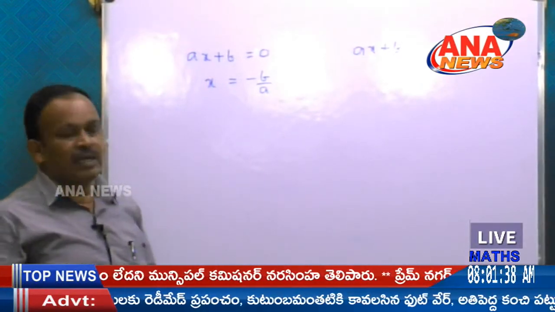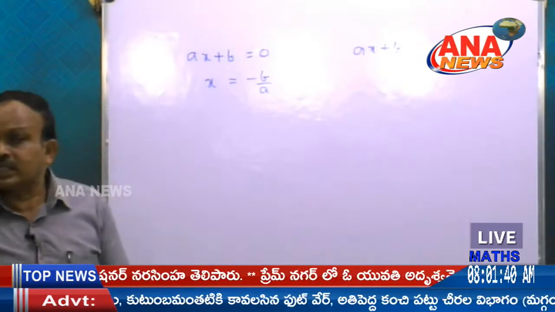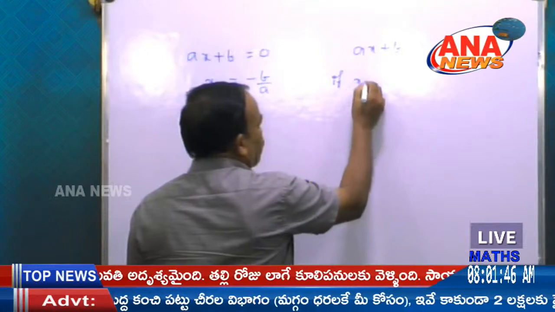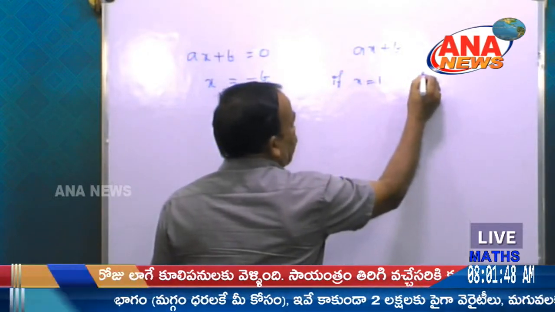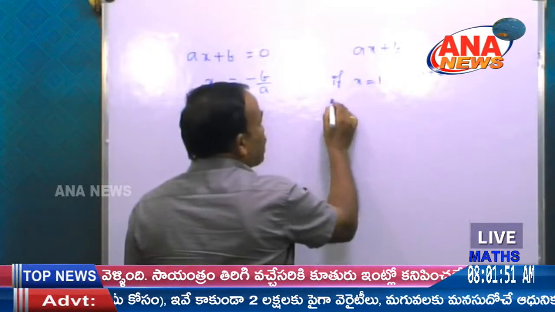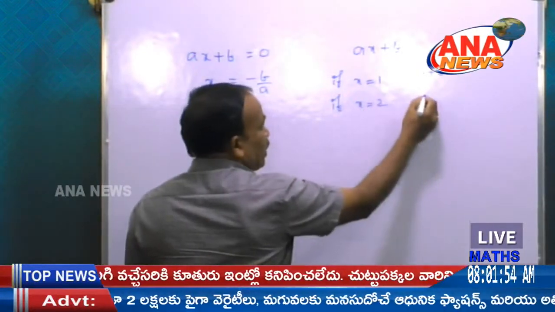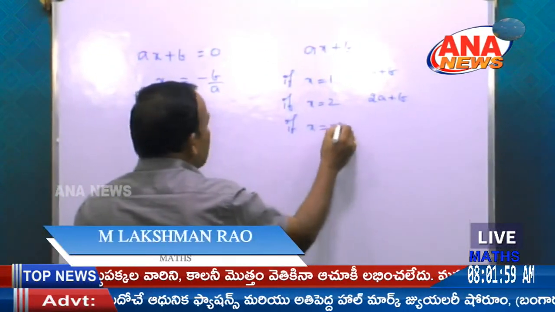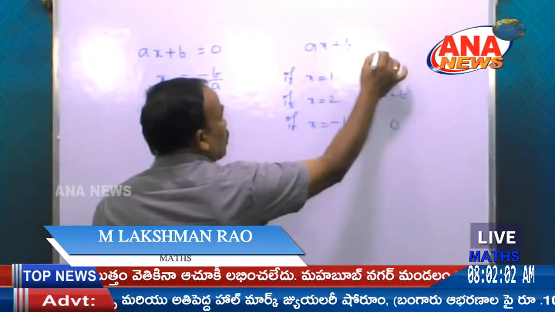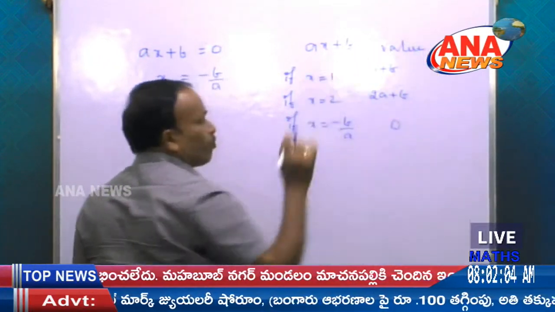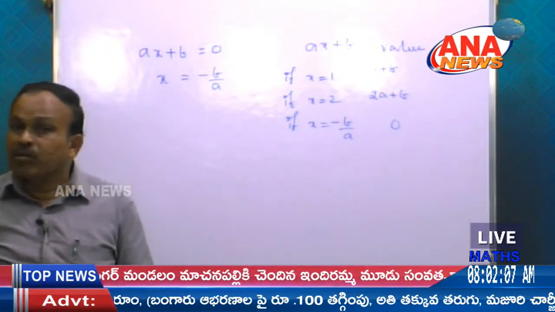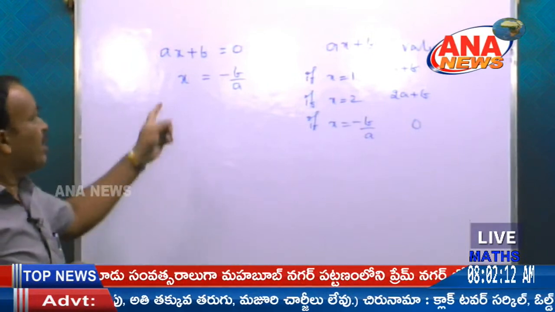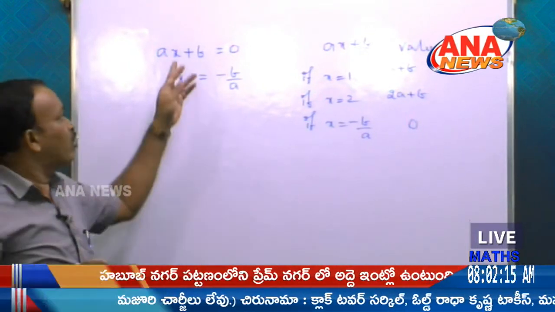If x is 1, that is a plus b. If x is 2, that is 2a plus b. If x is minus b by a, it is 0. This is the value. So, an expression gives infinite values depending on the x value. But the equation is true for only one value in this equation.